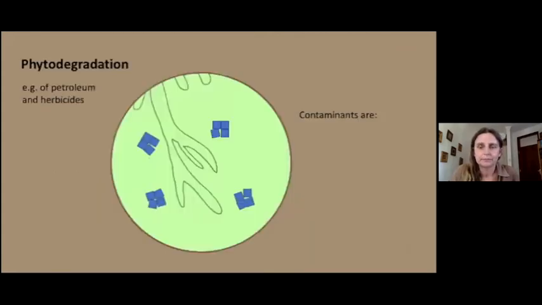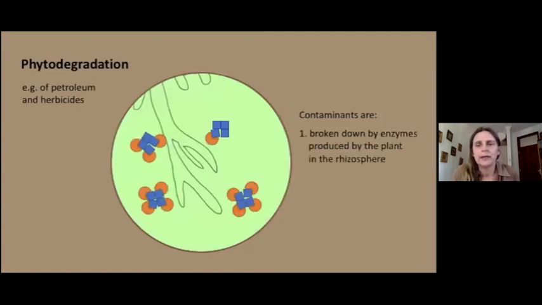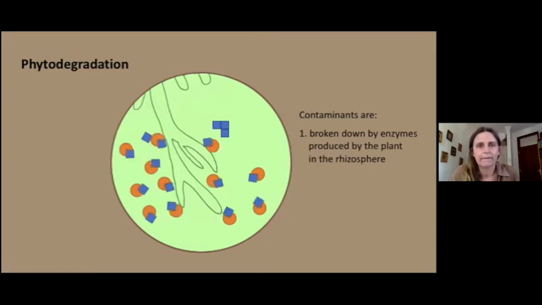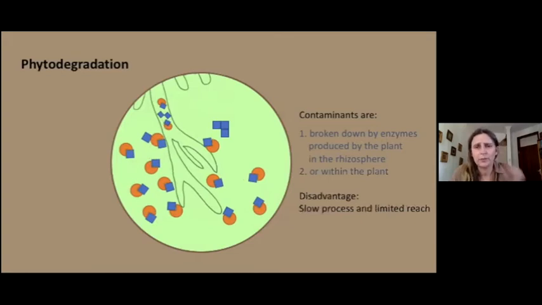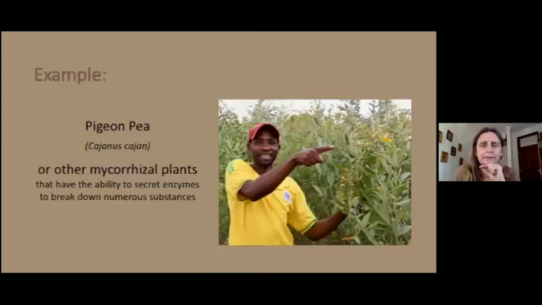Now let's look at phytodegradation. In this case, the plant secretes enzymes from its roots to actively break down the contaminant like petroleum products or herbicides. In some cases, this can also take place inside the plant. The disadvantage of this technique is that it is slow and only works in the immediate area around the root, so not in lower lying levels. A plant that can be used for this is pigeon pea.